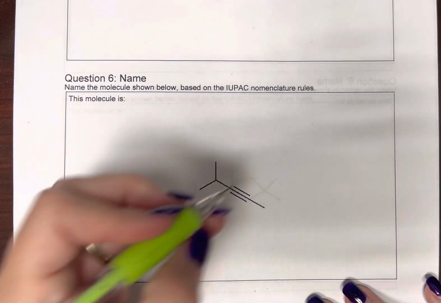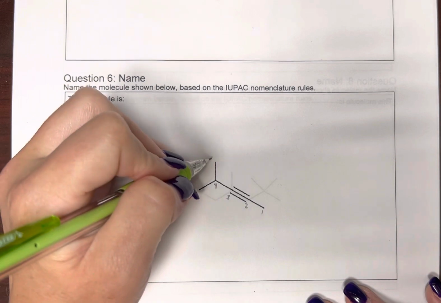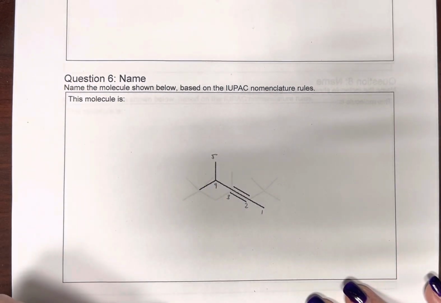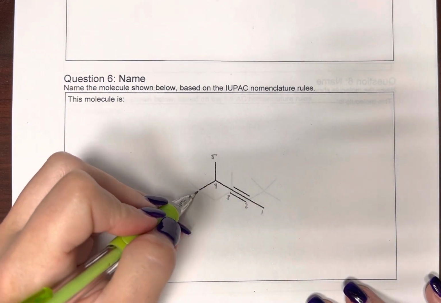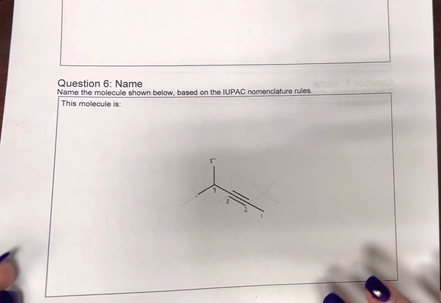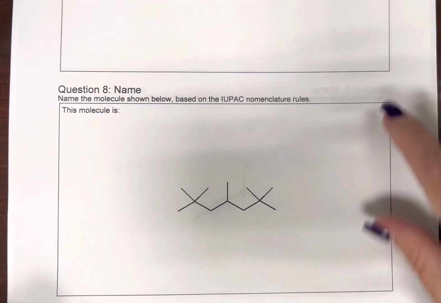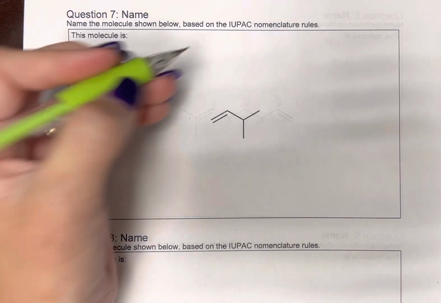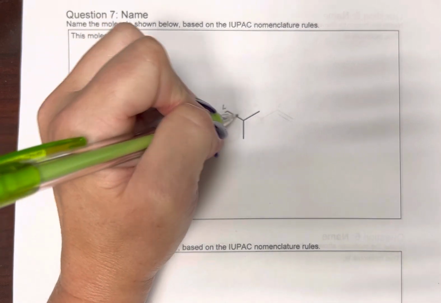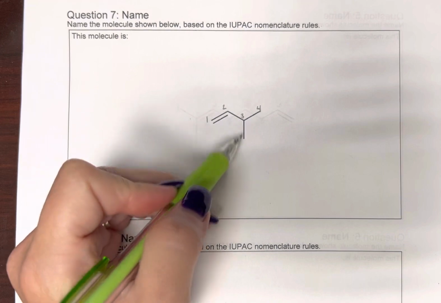Let's look at this one. 1, 2, 3, 4, 5. And then we have this one. Or this can be your 5 and that one can be blank. Seven. 1, 2, 3, 4. Or you can do it 1, 2, 3, 4.